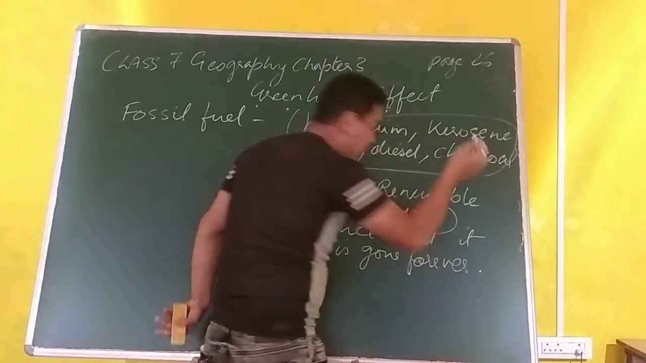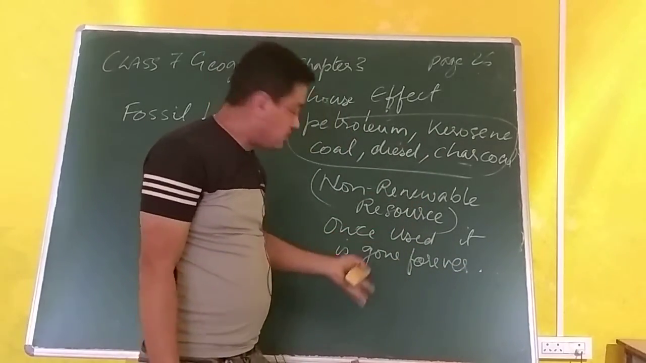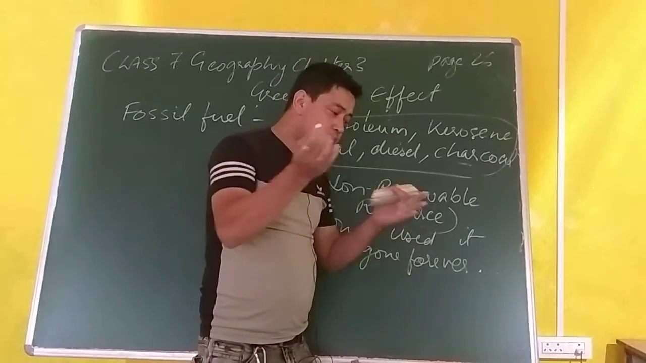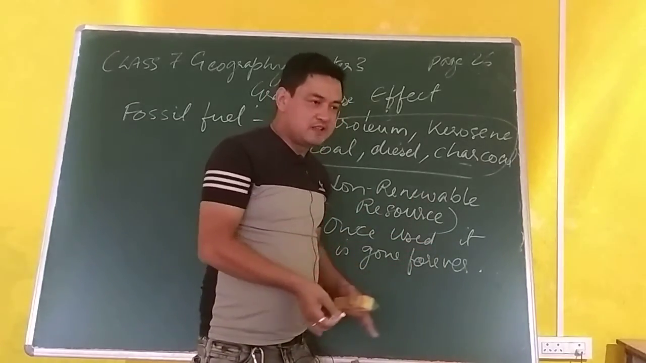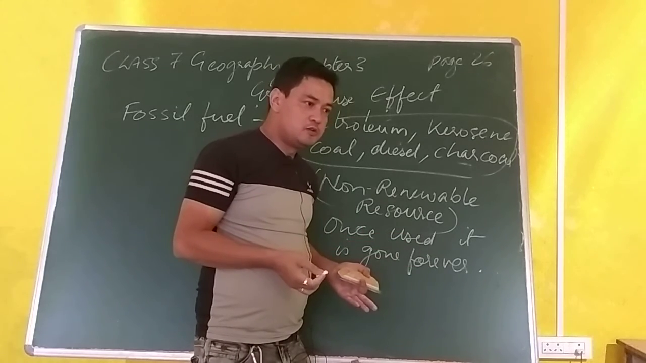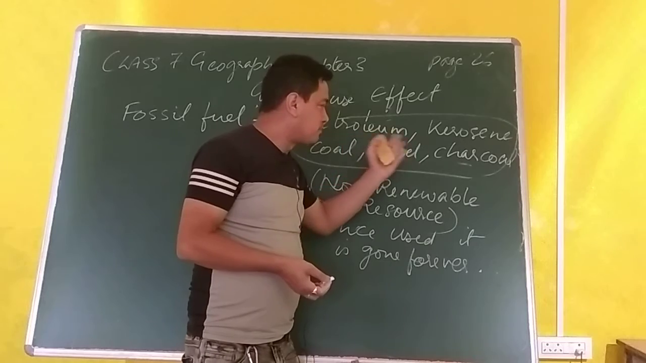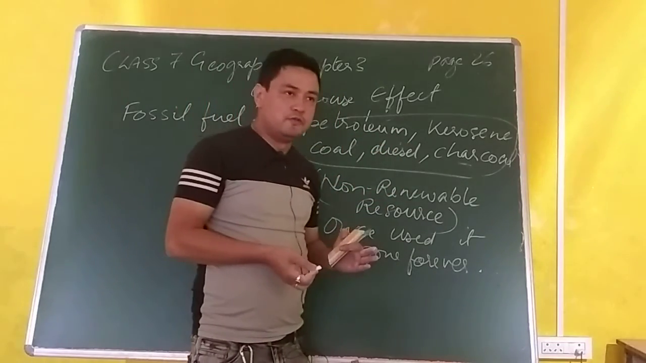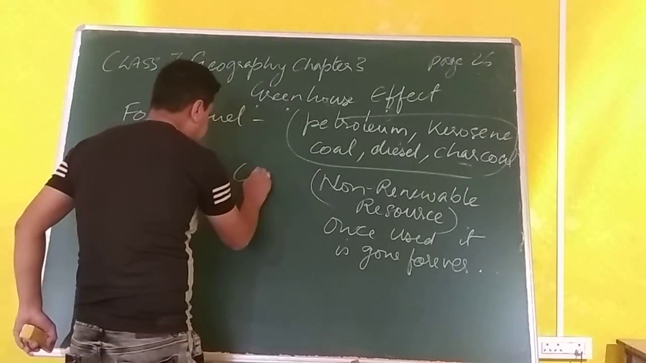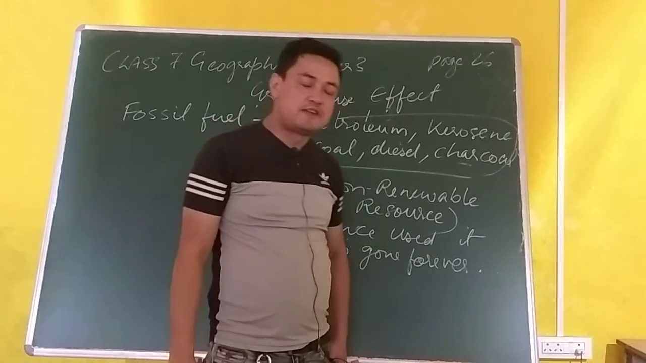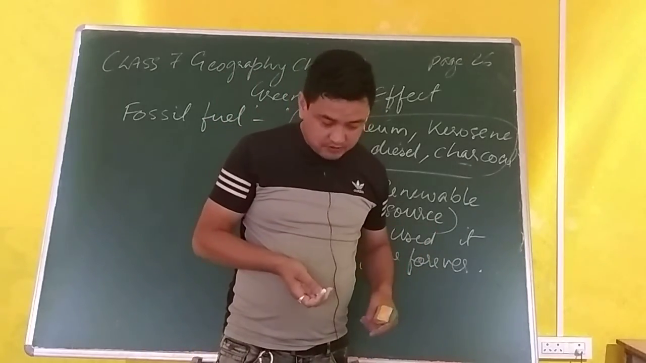It gets exhausted. I'm writing a simple meaning here. Once used, it is gone forever. Once you put the petrol in your motorcycle, etc., once you use it, what happens? That petrol is gone forever. But when this petroleum, kerosene, diesel, and charcoal burn, they produce harmful gases like carbon dioxide in the atmosphere, as well as nitrogen or nitrous oxide.